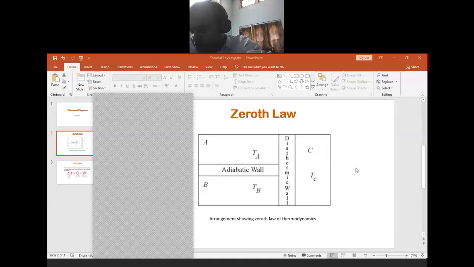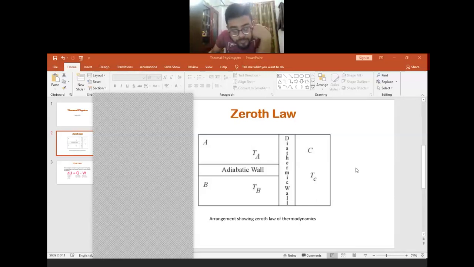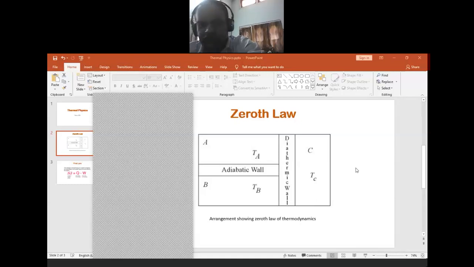This law states that if two systems are separately in thermal equilibrium with a third system, then they are also in thermal equilibrium with one another.